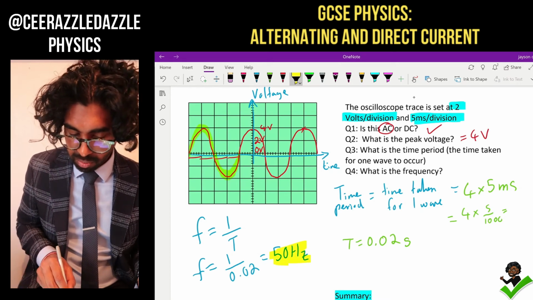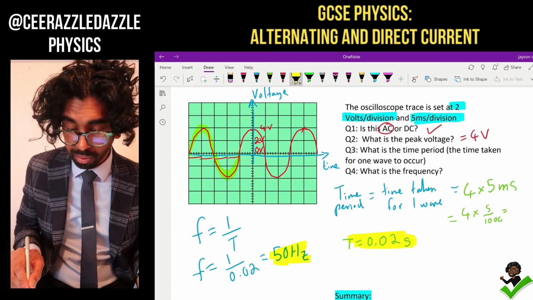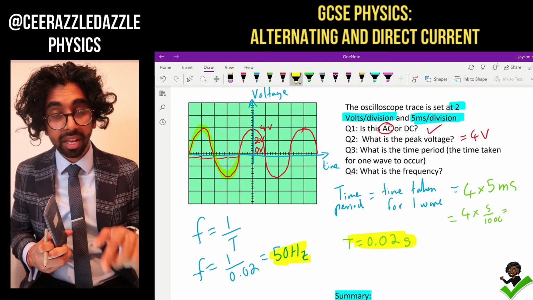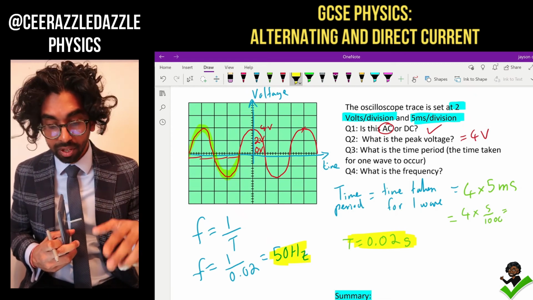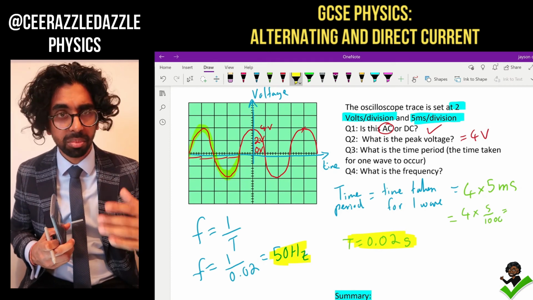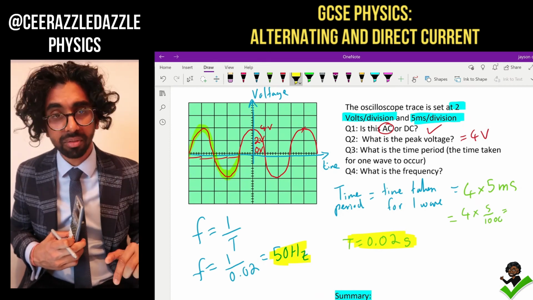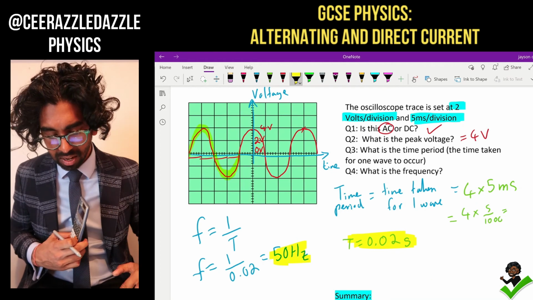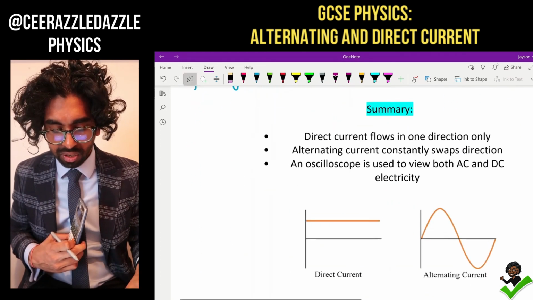So there we go. This is a bit harder than before. Make sure that you look carefully at the oscilloscope trace. You look at the value of each division. It will tell you in the question though, so you're not going to be left to work it out by yourself. Easy stuff.